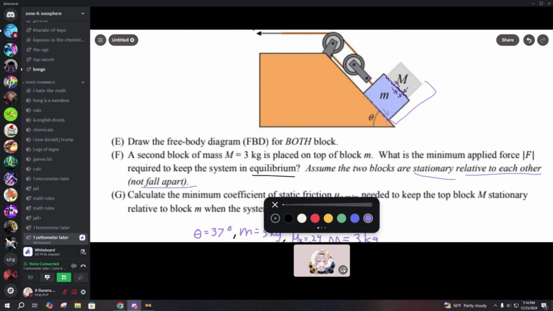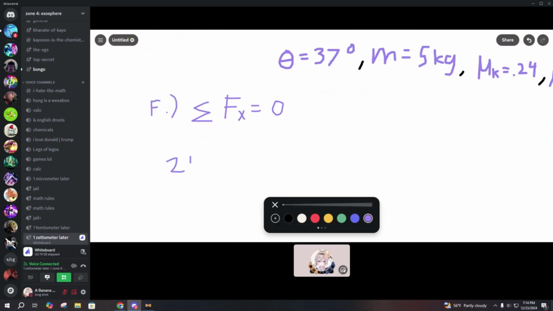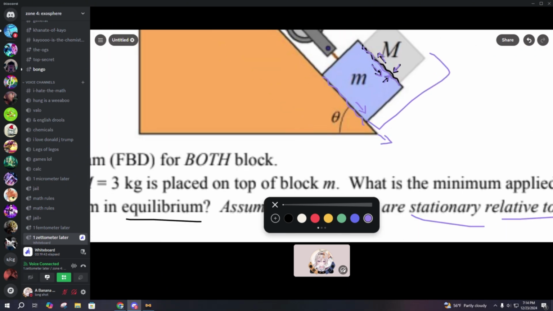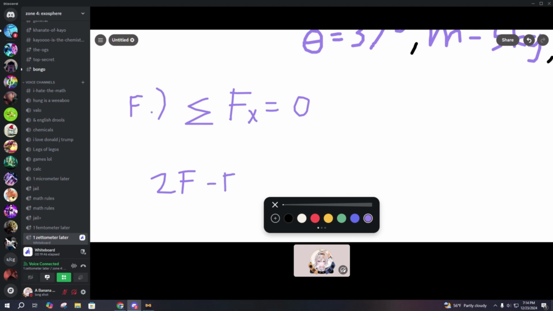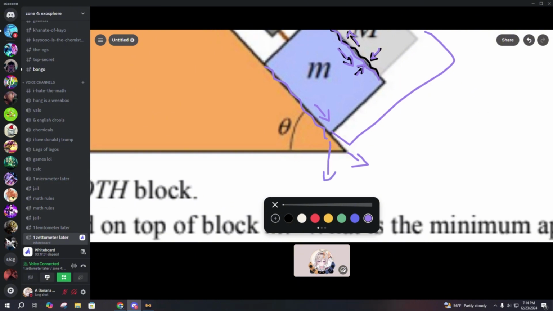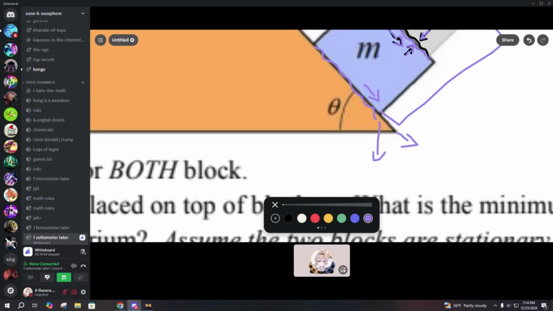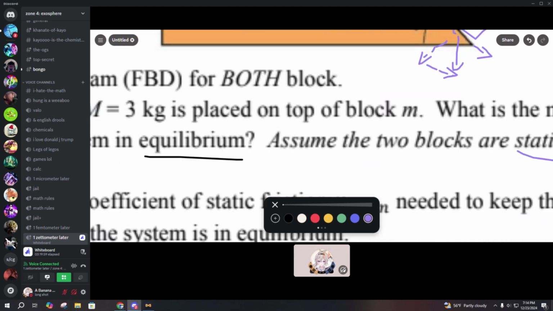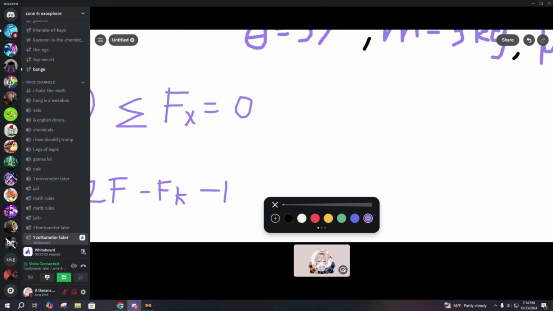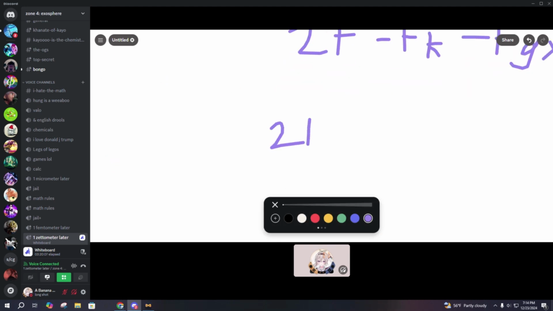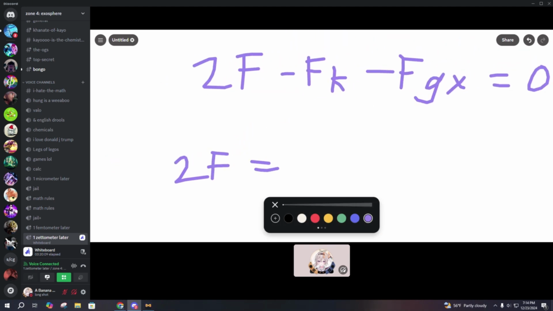Well, what's pulling the system up? 2F. But what's making it want to go down? Well, this Fk right here, and this Fgx force from the component of gravity. So there's gravity down, and then there's Fgy like this, and then there's Fgx like that. So that's trying to make it go down too. And that's going to be equal to 0. Right, so I isolate 2F. Add Fk and Fgx to both sides, so 2F is equal to Fk plus Fgx.